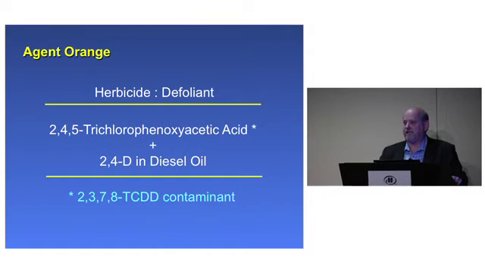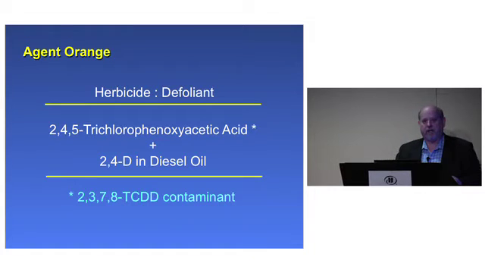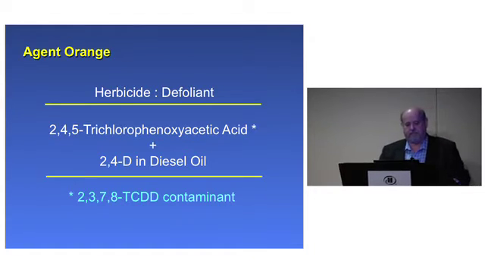I want to give you a classic example of why this became clear many years ago, of why that was important. We all know about the Agent Orange herbicide that was sprayed as a defoliant. It's a mixture of 2,4,5-trichlorophenoxyacetic acid (2,4,5-T) and 2,4-D and diesel oil. And at some point, it was determined that the 2,4,5-T was contaminated with 2,3,7,8-tetrachlorodibenzo-p-dioxin.